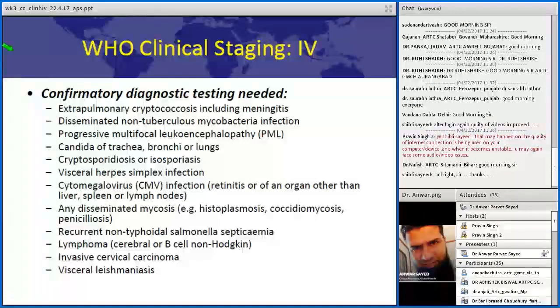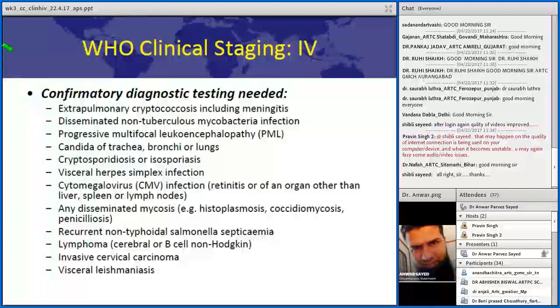Similarly, in the list of stage 4 conditions, there are conditions where you must need a confirmatory diagnostic test, or you need lab confirmation, like extrapulmonary cryptococcus, including meningitis, and disseminated non-tuberculous mycobacteria. Then PML. There are some investigations which are done for PML. Of course, MRI findings are good enough to start patients on treatment and to document PML. Then Candida of trachea, cryptosporidiosis or isospora.